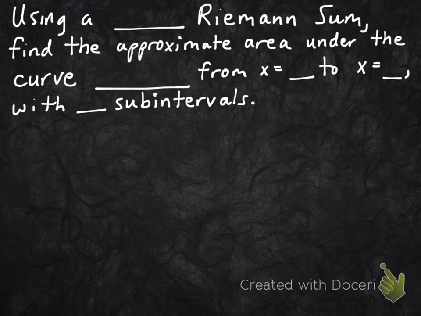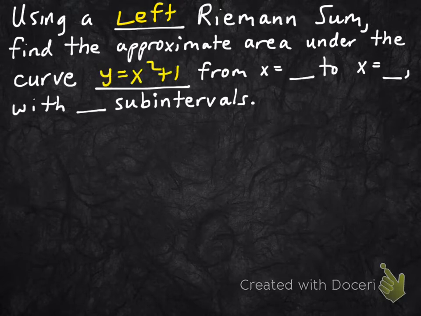So let's clean it up a little bit. Using a left Riemann sum, find the approximate area under the curve. We can approximate the area under any curve. In the most recent example, we approximated the area under the curve from x equals 0 to x equals 2 with two subintervals. Now we're going to use a right Riemann sum, and I'm going to show you how a right Riemann sum is different than a left Riemann sum.